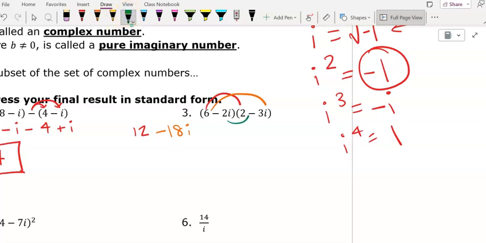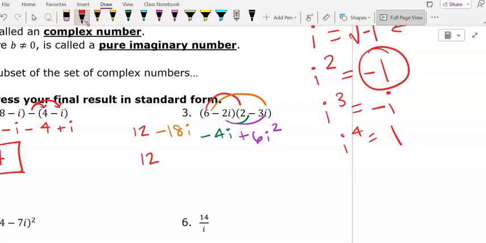And then I'm going to do -2i times 2. So that gets me -4i. And then I'm going to do -2i times -3i. So that's going to get me a +6i squared. Okay, so let's go ahead and combine like terms now.